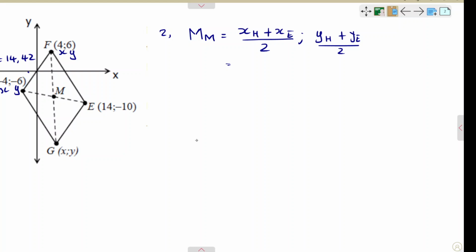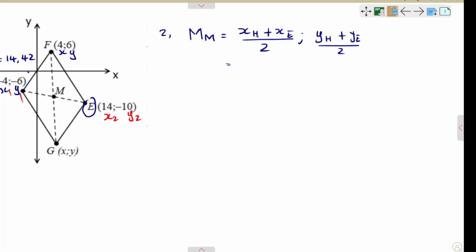This is the formula for the midpoint. Normally the midpoint is equal to x1 plus x2 divided by 2, and y1 plus y2 divided by 2. But here we are looking for the midpoint of H and E. So x1 will be the x coordinate of H, then x2 will be the x coordinate of E. Then y1 will be the y coordinate of H, and y2 will be the y coordinate of E.